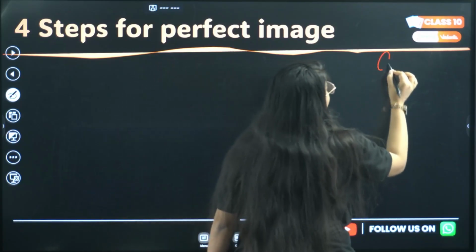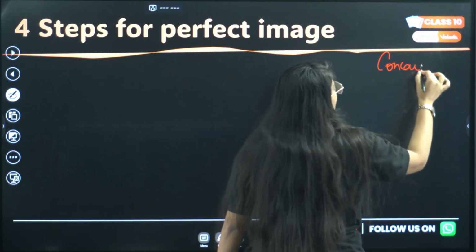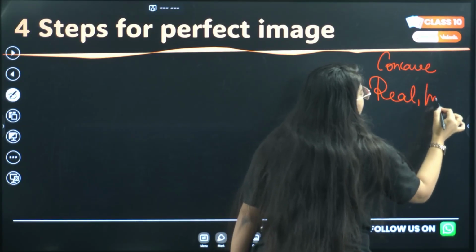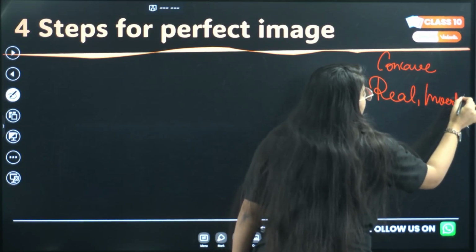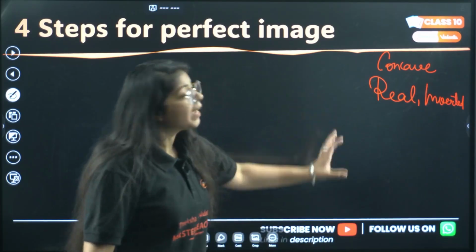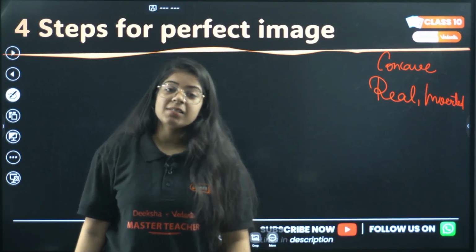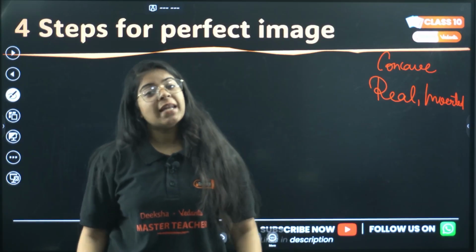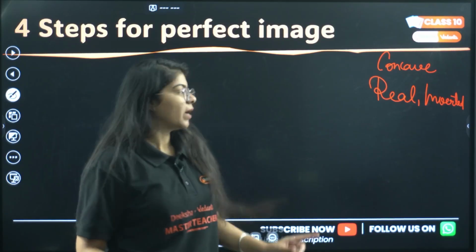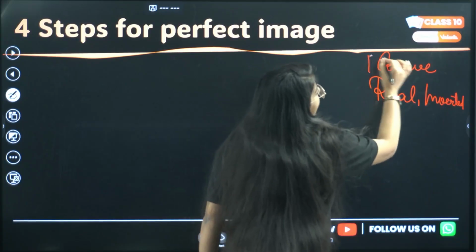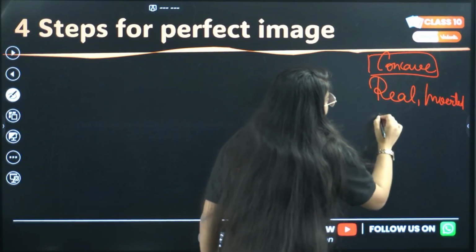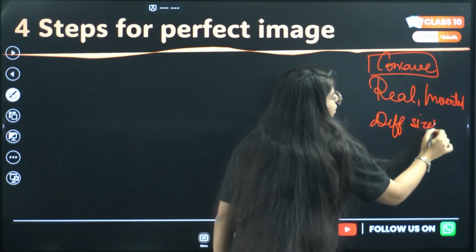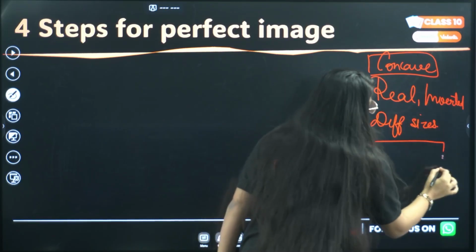For concave mirror, the image is real, the image is inverted, and I have explained why the image is real and why it is inverted in my rapid revision in my one shots. So you can go see those videos as well. Okay, so for concave, my image is real and inverted and of different sizes, bigger, smaller than object, bigger than object, all kinds of sizes.